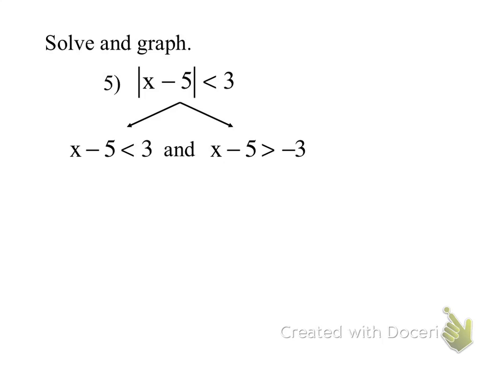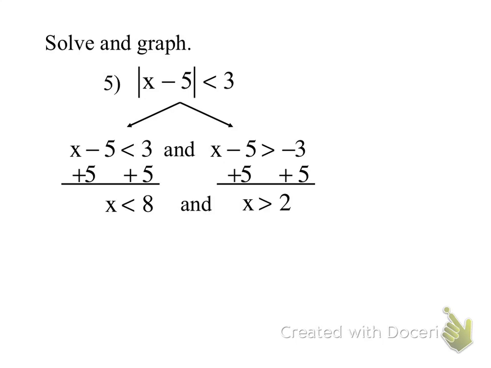Okay, now what would we need to do, Lucy? On the left, you're going to add 5. Add 5 to both sides of the equation. And on the right, you're going to add 5 as well. And we end up with the first inequality. x is less than 8. And the other one is going to be x is less than 2. Okay, add 5. It's not less than, it's greater than 2. Greater than 2.